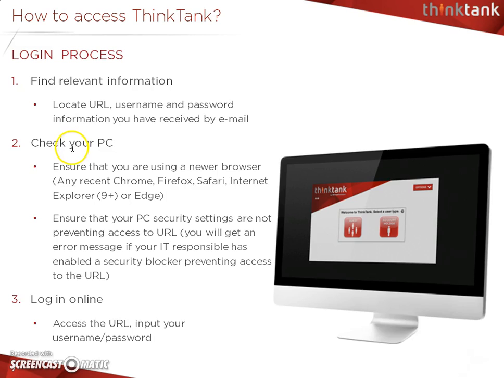Now, before you start opening your browser and get going, just make sure that you have a newer browser on your machine and that your PC does not have any security settings that prevent you from accessing our URL. If you're in a large operation and you have tight security control, you might have to contact your IT security team and ask them to open up access to our URL. It happens in a certain amount of situations. If it happens to you, you will see an error message on your screen, and that means you need to contact your IT department and ask them for allowance to go into the URL that you have received.